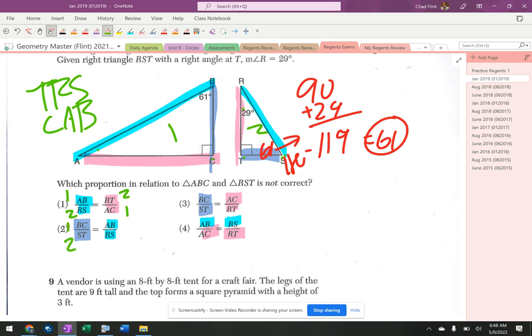Triangle 1, triangle 2, triangle 1, triangle 2. Triangle 1, triangle 1, triangle 2, triangle 2.